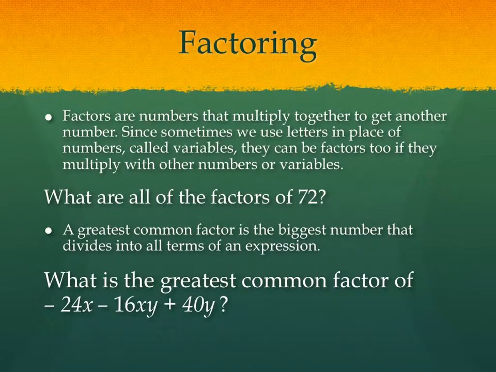The last thing we did was factoring. Don't forget that factors are numbers that multiply together to get a bigger number. Let's start by finding all of the factors of 72. Then we're going to do something a little bit more difficult. We're going to find the greatest common factor. That means we're going to find the biggest number that divides into an expression with multiple terms.